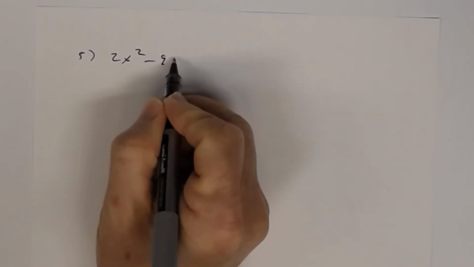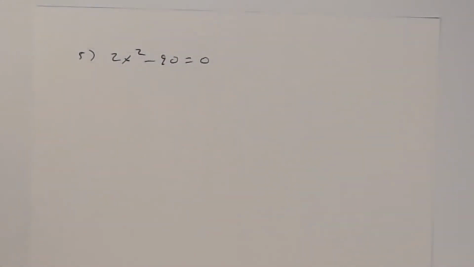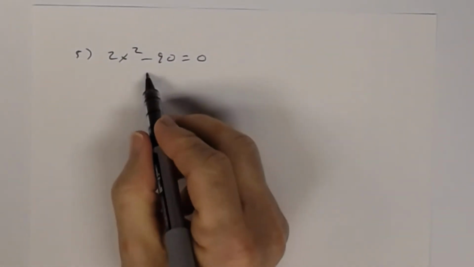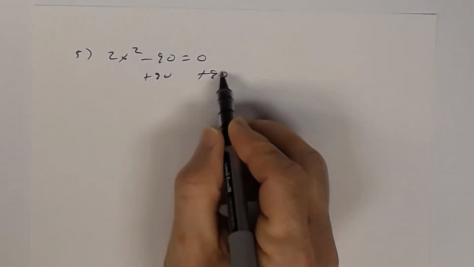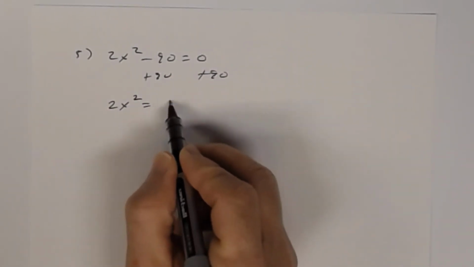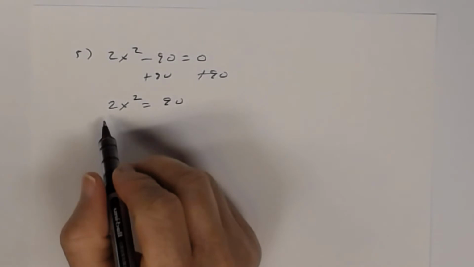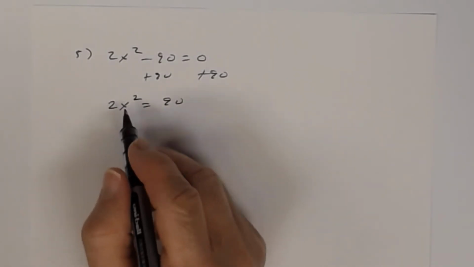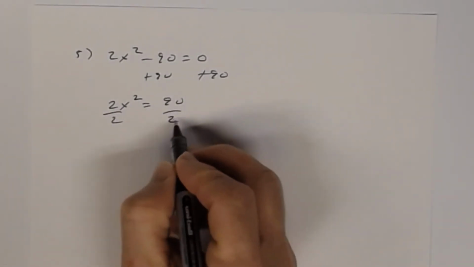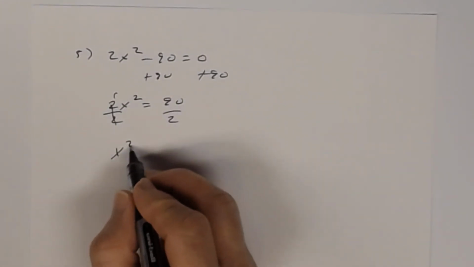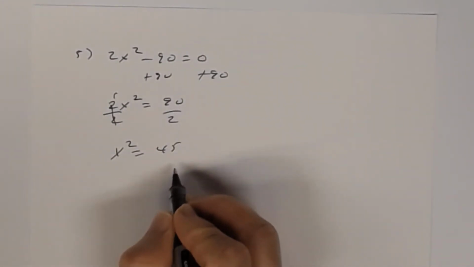Number 5, same idea. Number 5, you have 2x squared minus 90 equals 0. So again, we're going to add 90 to both sides. And so I get 2x squared equal 90. Remember with our discussion, the best thing to do is get x squared by itself. So I'm going to go ahead and divide both sides by 2. And when I do that, I get x squared equal 45.